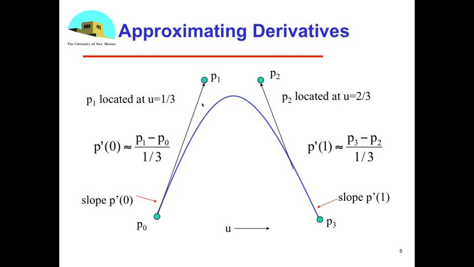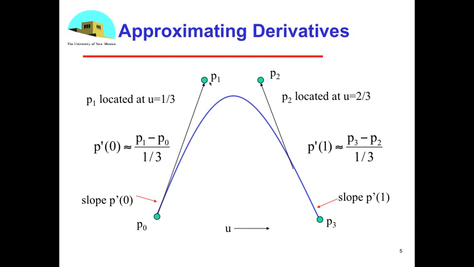Here are the 4 points that we had from interpolation. Let's assume they're the same values for comparison. So we have 4 points, P0, P1, P2, P3. We want to get a cubic that goes from P0 to P3 and interpolates these endpoints. But what we'll do with P1 and P2 is use them to approximate the derivatives at the beginning and the end, at P0 and P3.